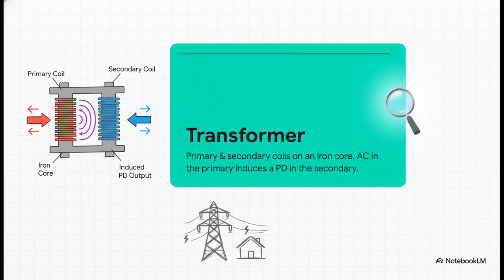Now for your exam, you have to know this bit. An alternating current in that first, primary coil creates a constantly changing magnetic field in the iron core. This changing field then induces a potential difference in the secondary coil. It's a really fantastic bit of physics.